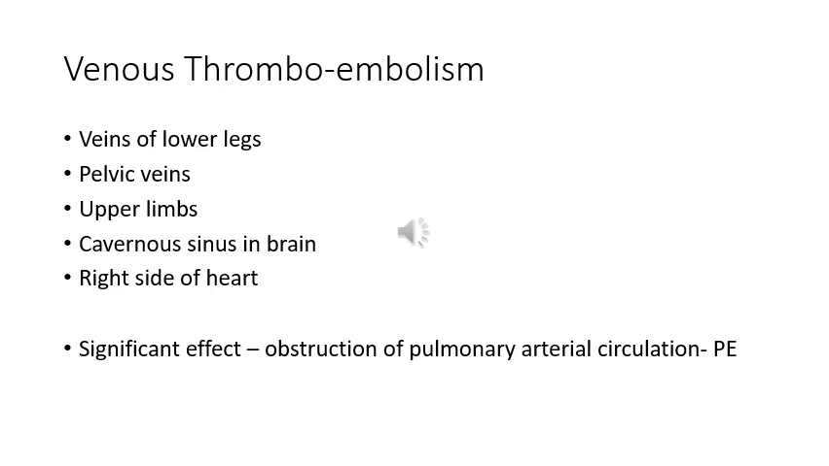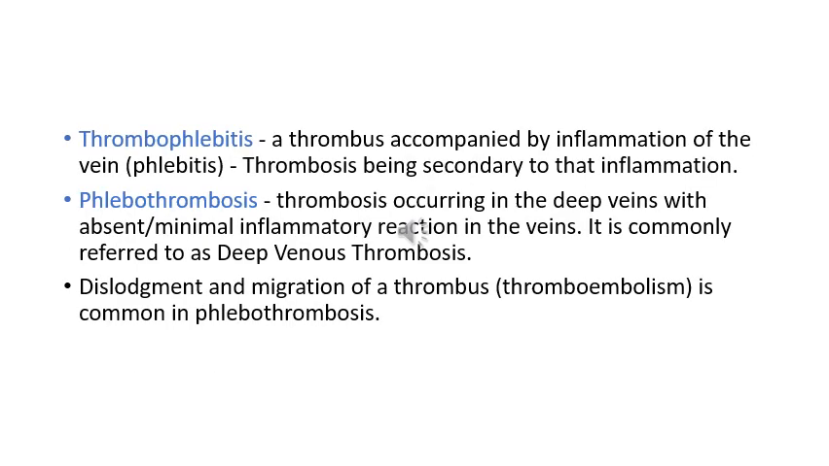So we'll just focus on venous thromboembolism. It occurs in the veins of the lower legs, pelvic veins or upper limbs, and the cavernous sinus in the brain. The right side of the heart is also having chances of getting venous thromboembolism. And the significant effect of venous thromboembolism is the obstruction of pulmonary arterial circulation, because all these veins drain to the right side of the heart and then to the pulmonary artery. So the final effect will be in the pulmonary artery or the lungs, causing pulmonary embolism.